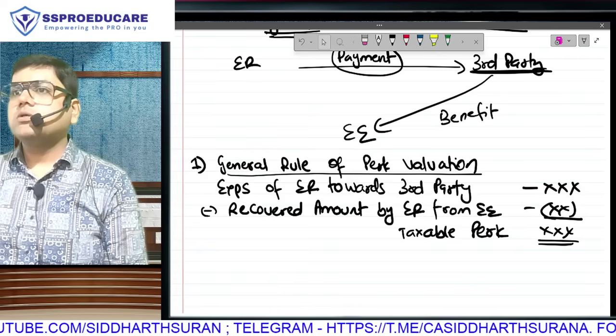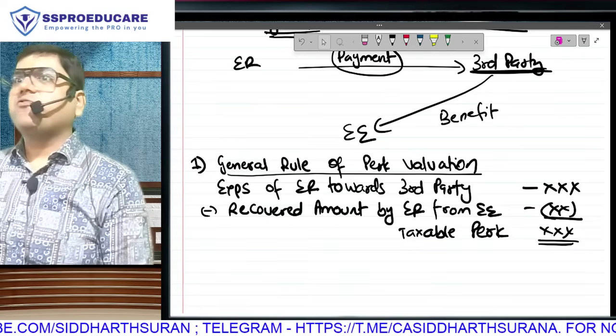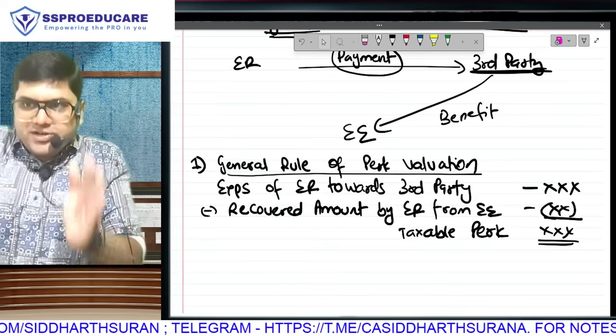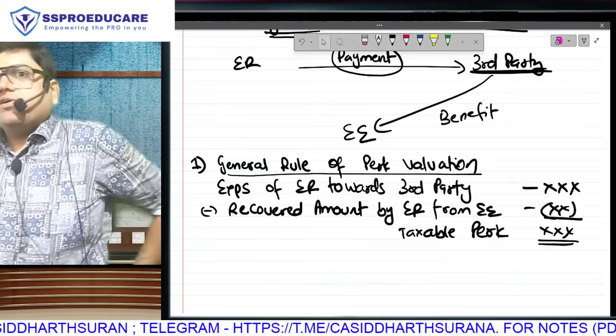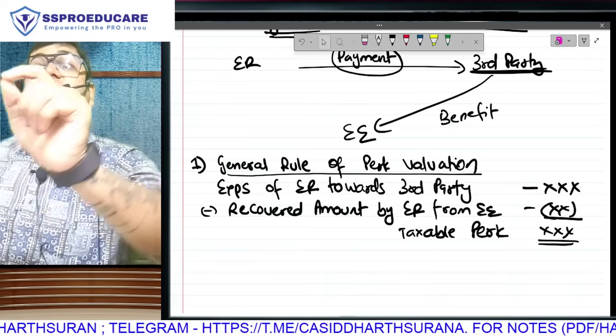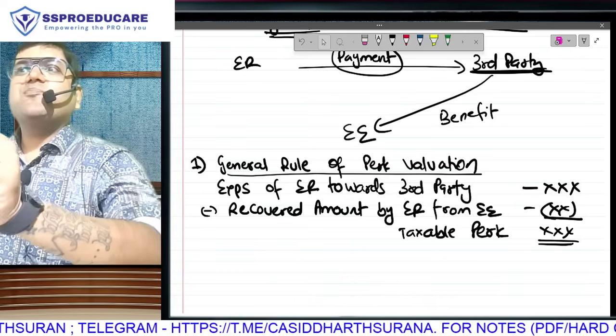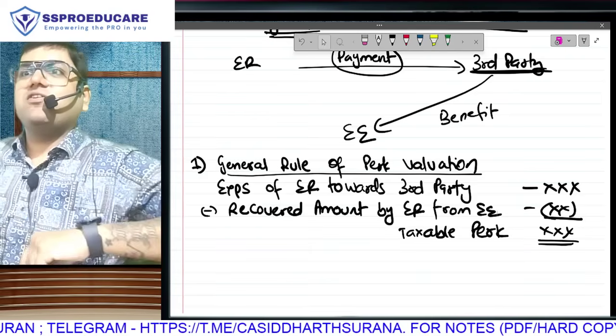Why? He has not gifted the house to me. My benefit is that this financial year I have used it. How do I find the value? There is difficulty. And thus we have some perquisite valuation rules in specific cases.